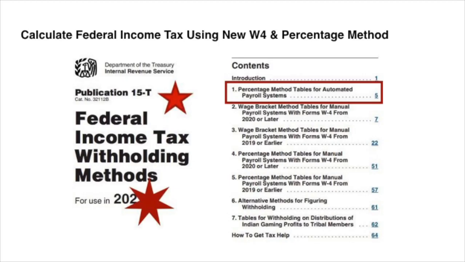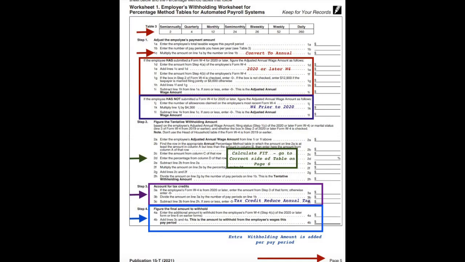Here is a glimpse of publication 15T. Familiarize yourself with the starting pages for the percentage method and wage bracket method. Worksheet 1 for the percentage method is on page 5 of publication 15T. And here is a glimpse of worksheet 1 that the employer will use to calculate federal income tax using the percentage method. This is on page 5 of publication 15T.